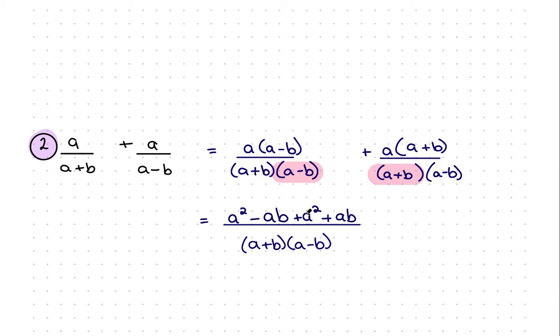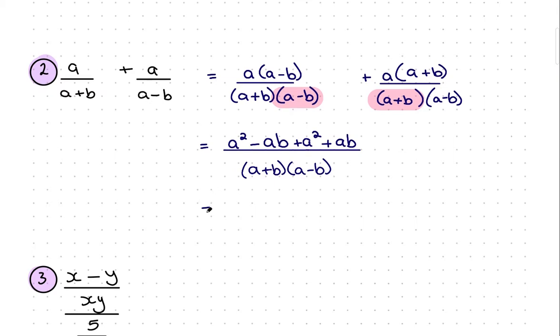Tidying all that out further, I have a squared plus a squared. So I have two of them, so I could write 2a squared. And then I have minus ab plus ab. If I have a minus something and a plus the same amount, they'll actually go to 0. So I've got 2a squared all over a plus b, a minus b.